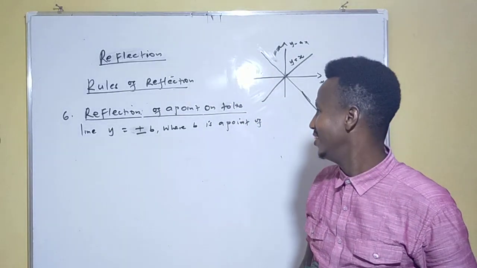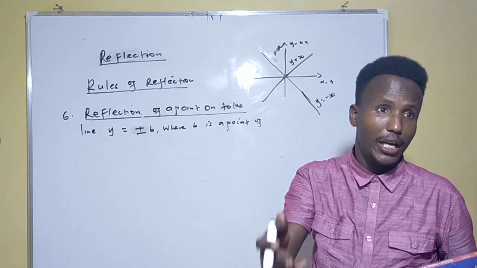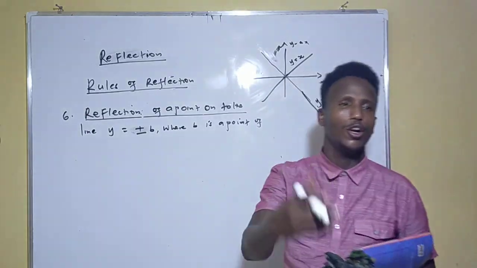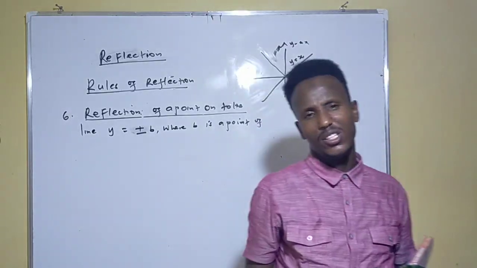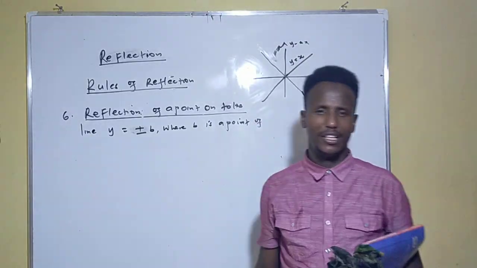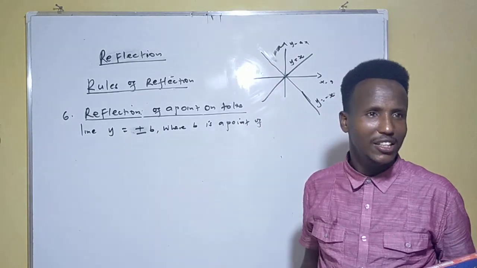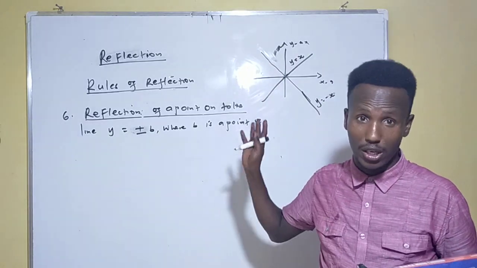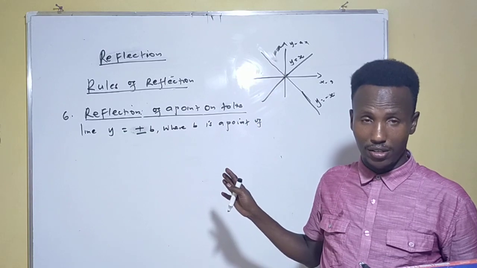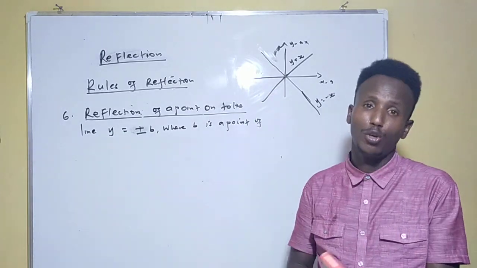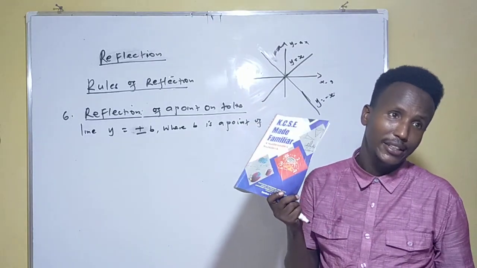Reflection. See now? Because you'll be given a figure like a triangle or a square or a rectangle, whatever it is, or a kite. Then you'll be told reflect onto the line y is equal to 4 or y is equal to negative 5. Then you must know what to do. So you're going to use these rules. I'll be solving for you all the questions.